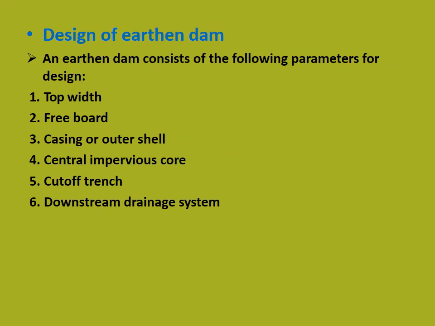Now we will see the design of earthen dam. An earthen dam consists of the following parameters for design. First one is the top width, second one is freeboard, next the casing or outer shell, next one is the central impervious core, next one is the cutoff trench, next one is the downstream drainage system.